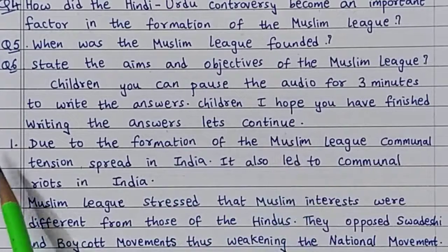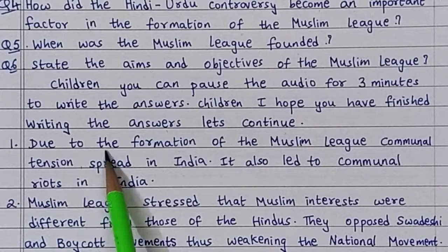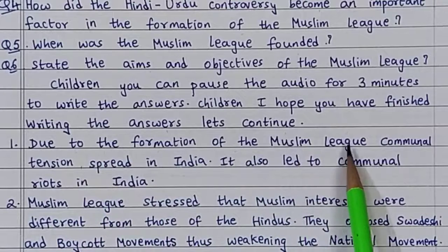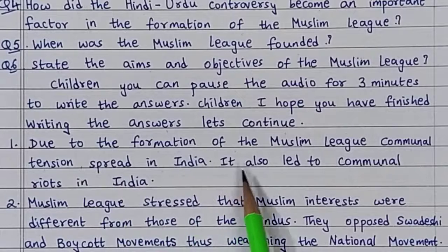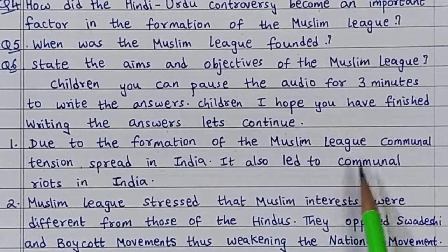Let's continue. Number 1. Due to the formation of the Muslim League, communal tension spread in India. It also led to communal riots in India. Second, Muslim League stressed that Muslim interests were different from those of the Hindus. They opposed Swadeshi and boycott movements, thus weakening the national movement.